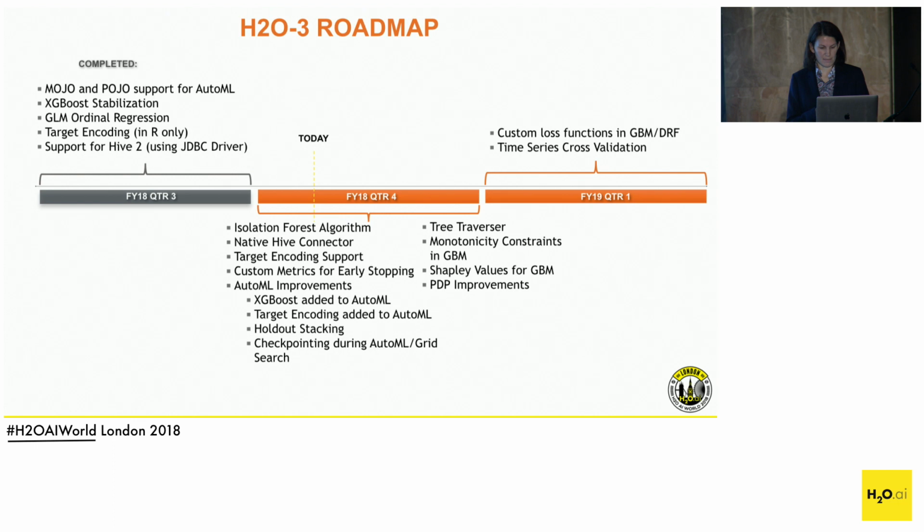There's a couple of new algorithms, like the isolation forest algorithm. We have more DevOps things like a native Hive connector, and something happening in the future is we'll add custom loss functions for GBM and random forest. So if you're a business and you have some metric that has a direct link to your costs or profits or something like that, you could put that inside of GBM so it's directly optimizing that. And then time series cross-validation, that's another big one. Once we have that, we can do more advanced types of stacked ensembles as well.